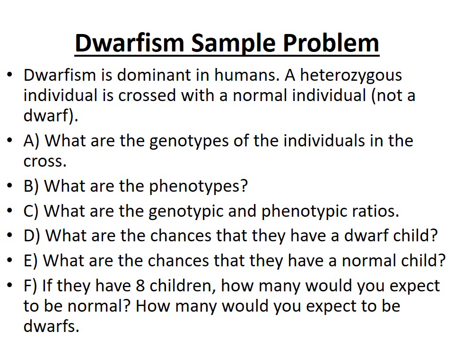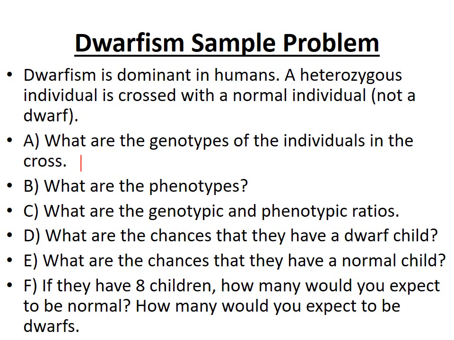So there are some more sample problems that you can attempt in this PowerPoint. I'm going to do this one with you. You can pause it, try it yourself first, and then take a look at your answers and compare them to mine. So we have dwarfism, which is dominant in humans, and you're told that there's a heterozygous individual crossed with a normal individual, not a dwarf. And so there's a lot of information given in that statement. The heterozygous individual, so what are the genotypes of the individuals in the cross?